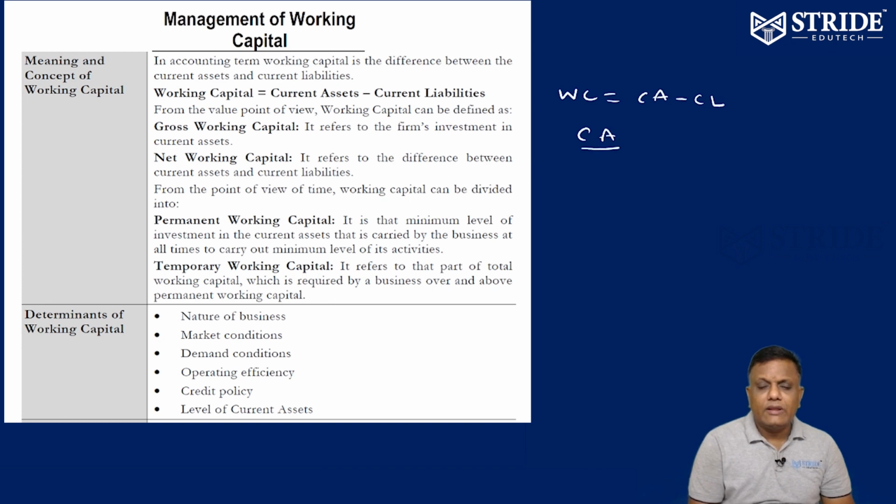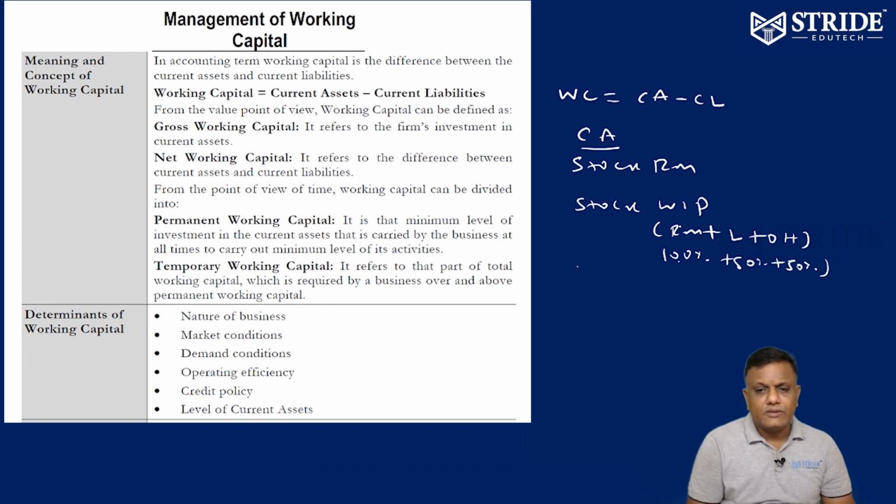In order to find out working capital, what are the elements to be posted in current assets? Stock of raw material, stock of work in process. This work in process is nothing but raw material percentage, labor percentage, and overhead percentage. Suppose, for example, raw material 100% converted, labor 50% converted, overhead 50% converted. This is equal to WIP, work in process. Then stock of finished goods, then debtors, then cash in hand, right? So this is current asset.